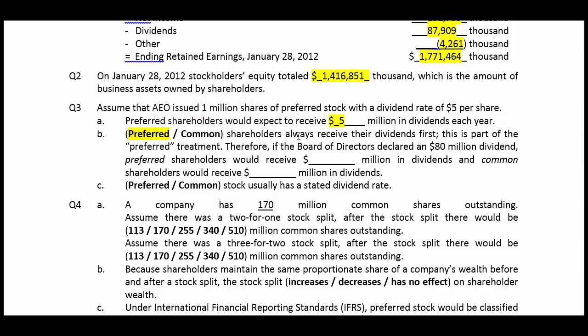Therefore, the board of directors declared an $80 million dividend. How much would the preferred shareholders get? They would get their $5 million share, just like we said, because that's what they expect. And the remainder would go to common shareholders. How much would the common shareholders receive? 75. So the preferred shareholders usually get what's called a stated rate, whereas common shareholders get a riskier rate depending on how profitable the company is.